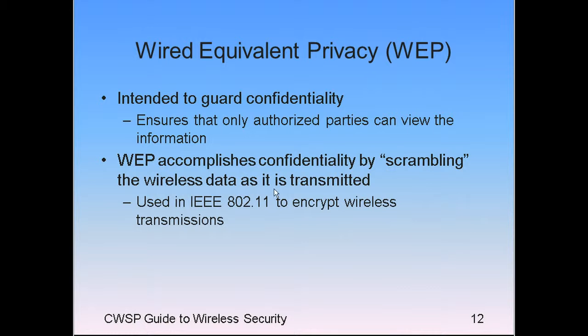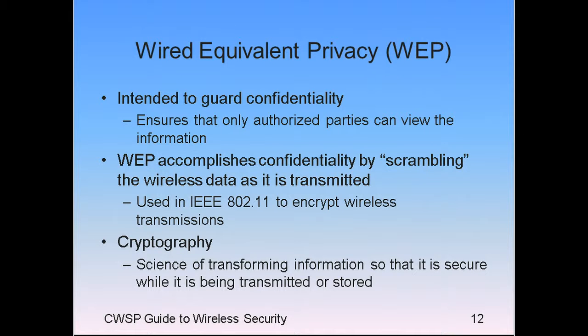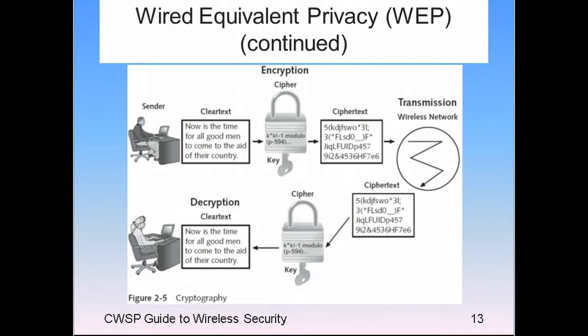It provides confidentiality by scrambling the wireless data as it's transmitted, and this just becomes a bunch of gibberish. It uses the 802.11 to encrypt the wireless transmission. So it does encrypt. It is easy to crack that encryption. Cryptography, a little definition here, is the science of transforming information so that it is secure while being transmitted or stored, or we at least presume it's secure while being transmitted or stored. But keep in mind that anything that can be encrypted can be decrypted by somebody that has cracked the encryption.